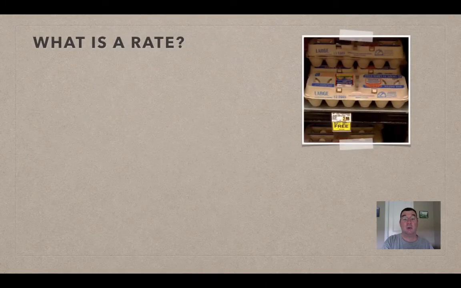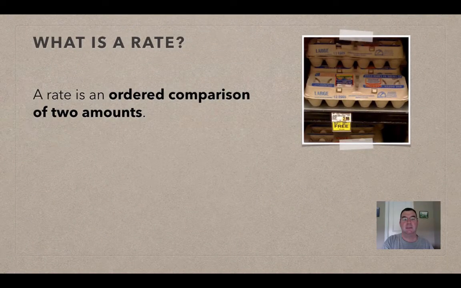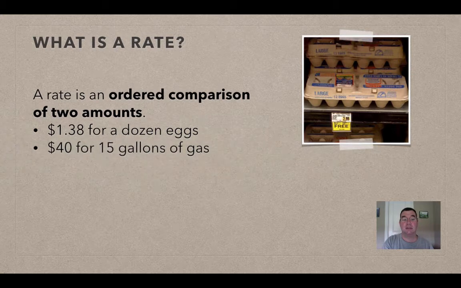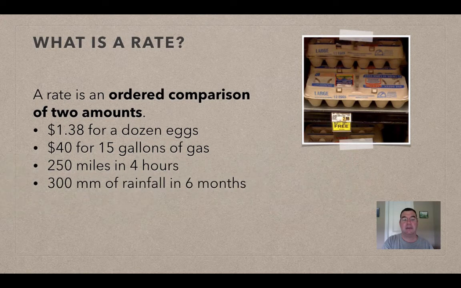First of all, let's talk about what a rate actually is. By definition, a rate is an ordered comparison of two amounts. So you've got two amounts, they have to be in a certain order. So for example, $1.38 for a dozen eggs, those are two amounts. $40 for 15 gallons of gas. 250 miles in 4 hours, and 300 millimeters of rainfall in 6 months. So two amounts that are being compared.